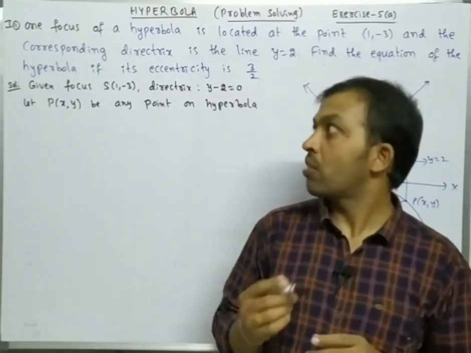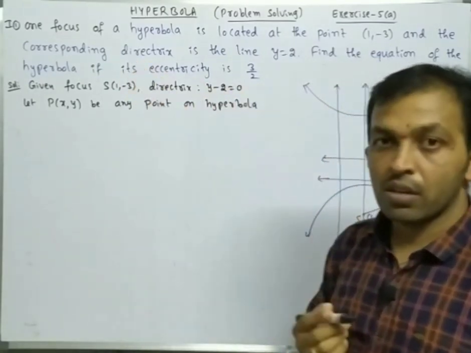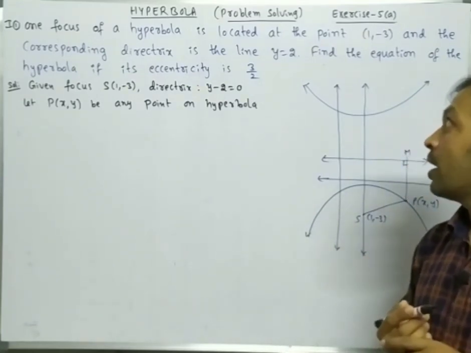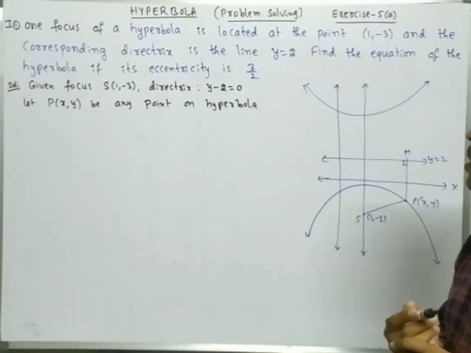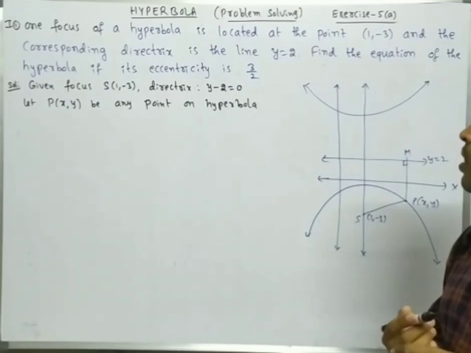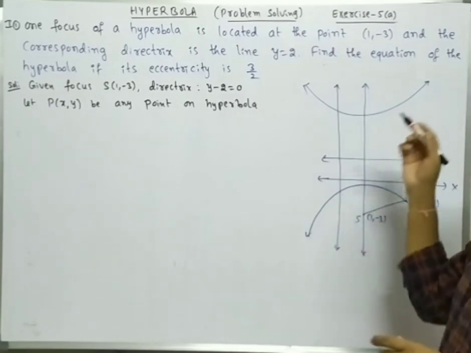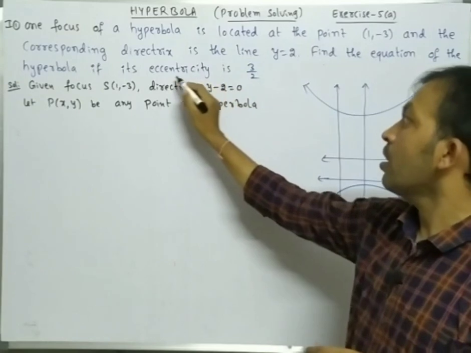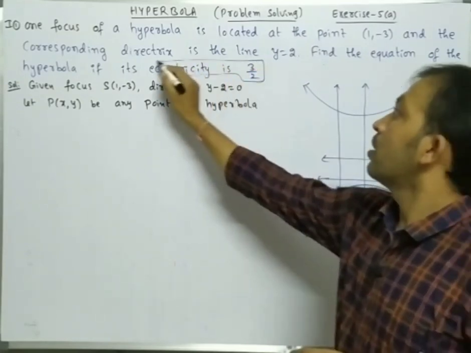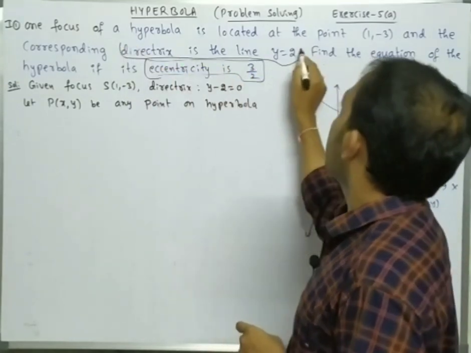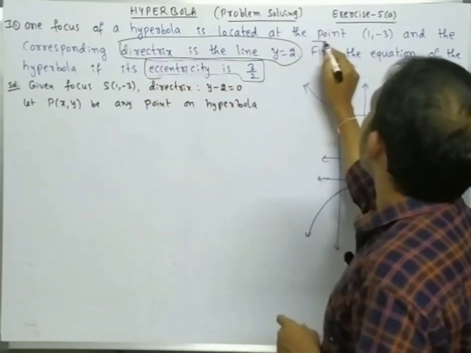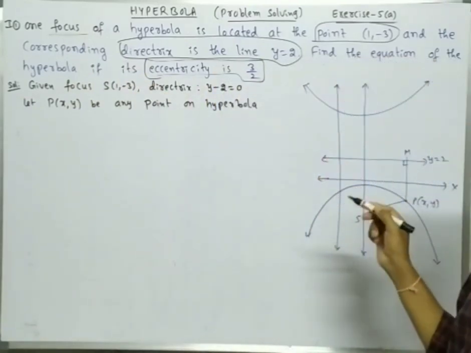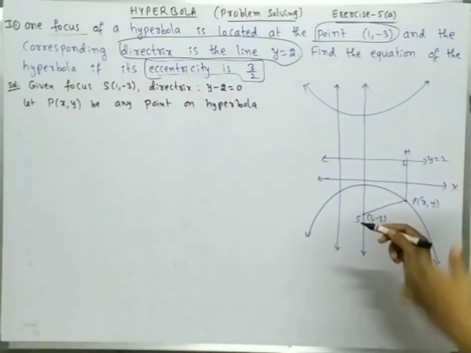Okay, right. So in exercise 5a, the first problem: one focus of a hyperbola is located at the point (1, -3) and the corresponding directrix is the line y = 2. Then find the equation of the hyperbola if the eccentricity is 3/2. Eccentricity is given, the equation of the directrix is given, and the focus is also given. So by using these three conditions, we should find the equation of the hyperbola, right?